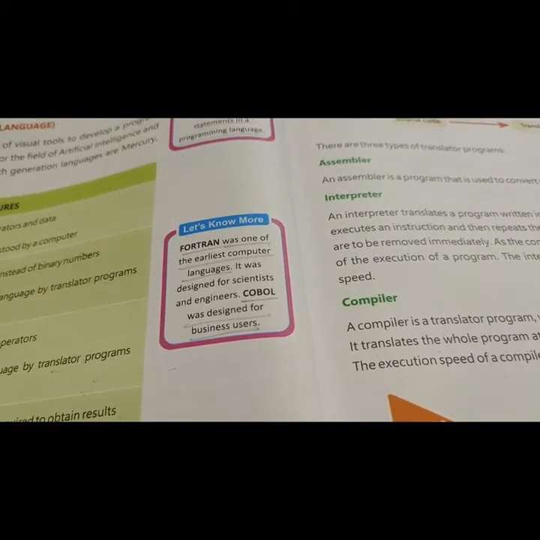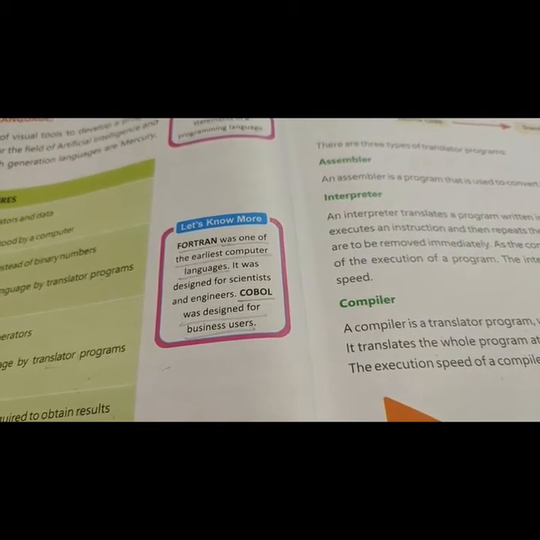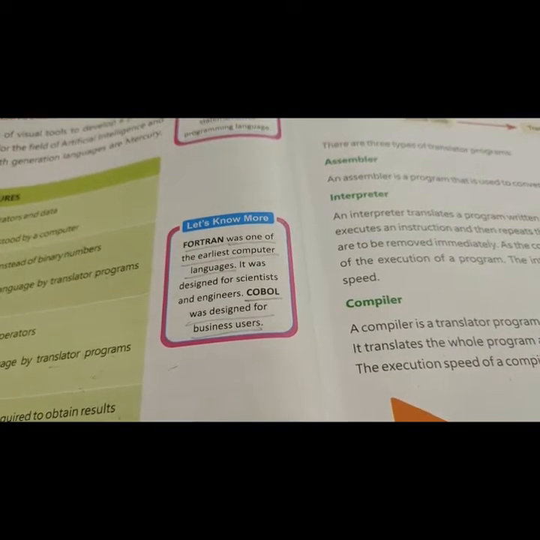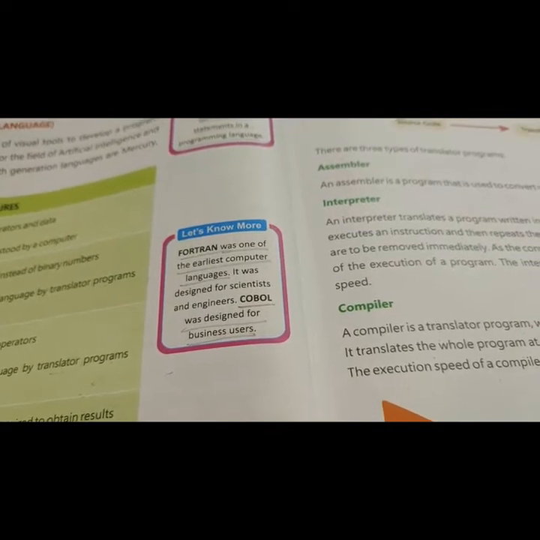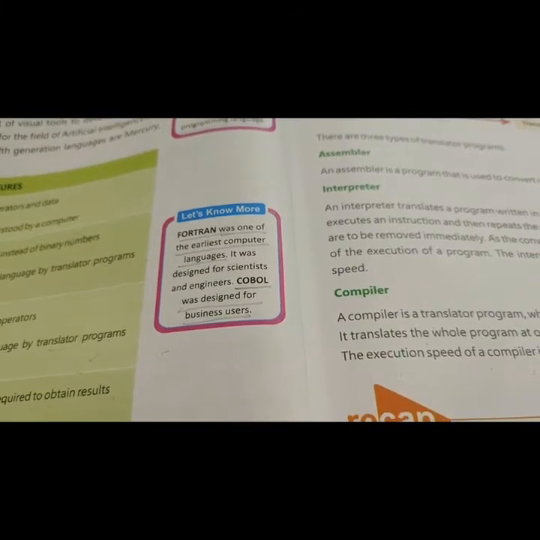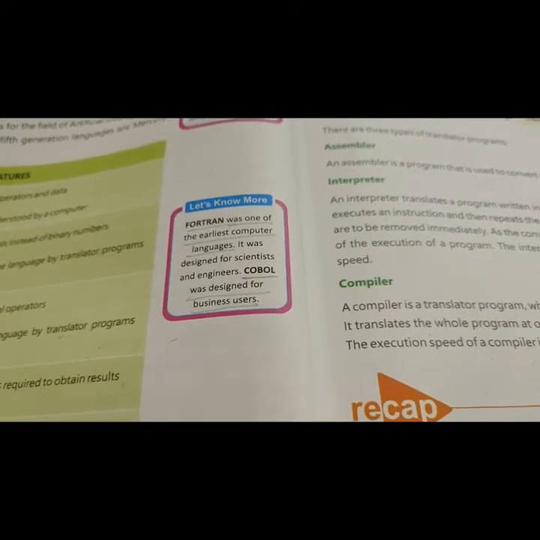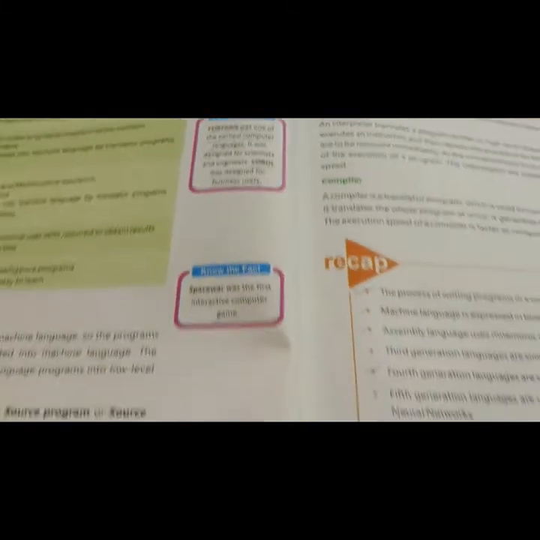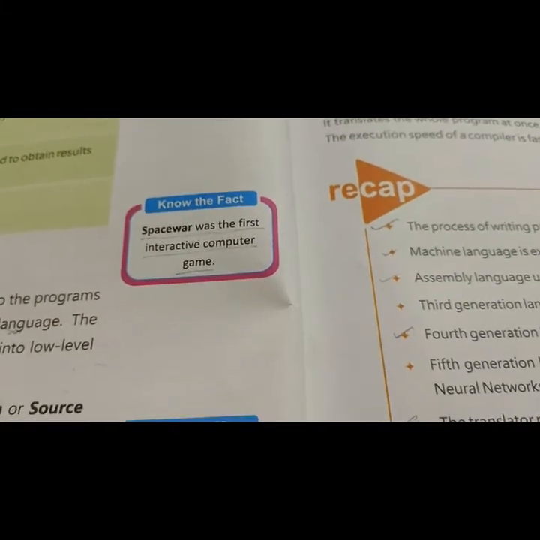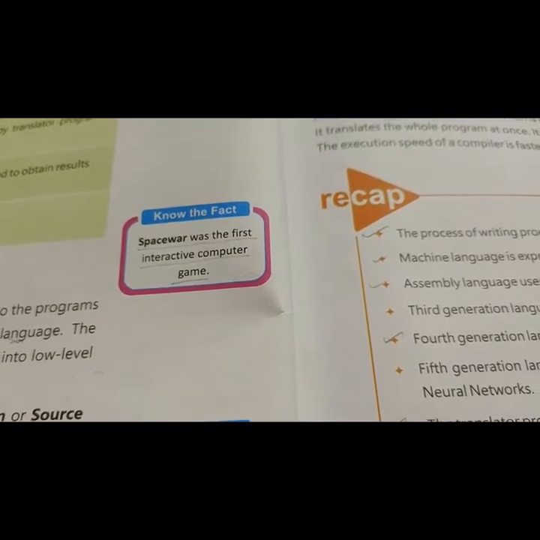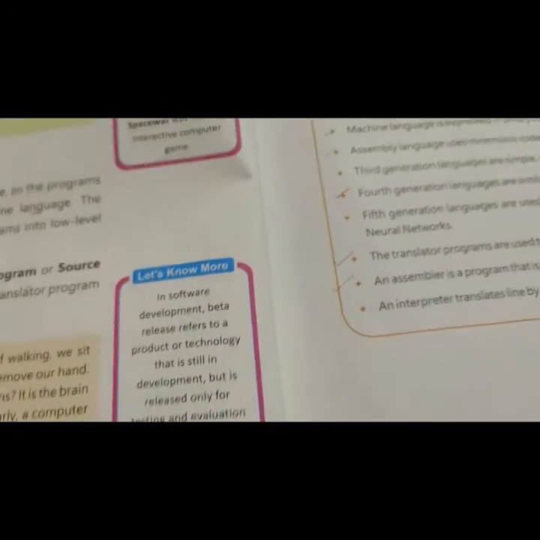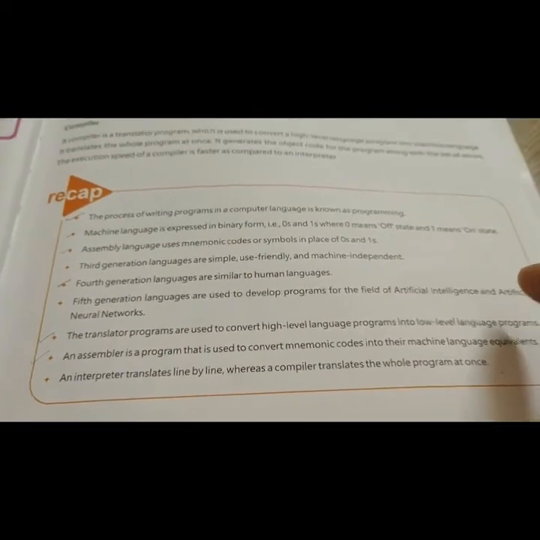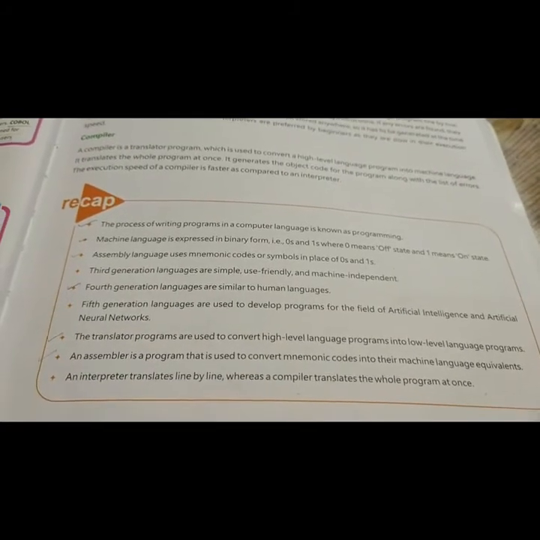Our next point is, mark this point, Fortran was one of the earliest computer languages. Which was one of the earliest computer languages? Then you can write Fortran. COBOL was designed for business users. Mark this also, Spacewar was the first interactive computer game. So this is all about our general questions which can be asked from you in one word also.